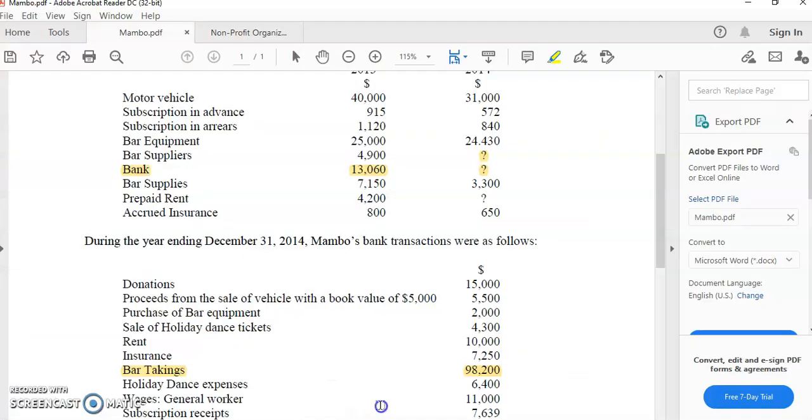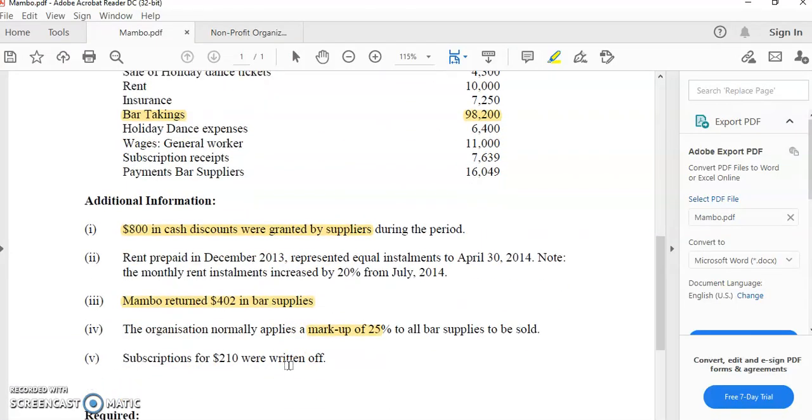And if we go back to the question stated in note number 4, the organization normally applies a 25% markup on all the bar supplies that are to be sold. Not sold, but to be sold. In other words, on the cost of the goods that they are selling, they are applying a 25% markup. However, we don't know that cost because markup is associated, based on our previous explanation of this concept, with cost of sales or cost price.